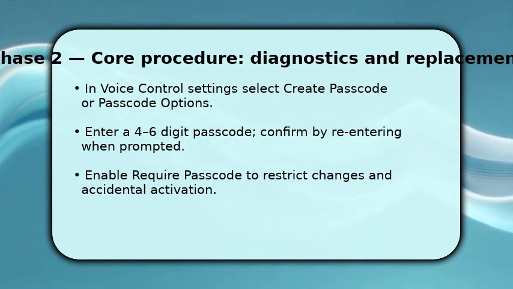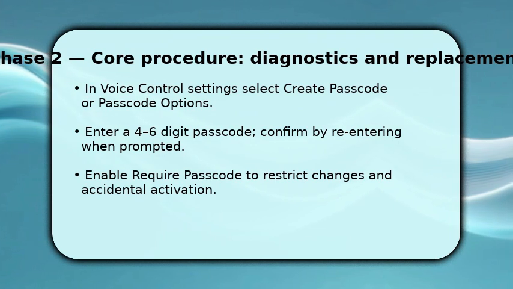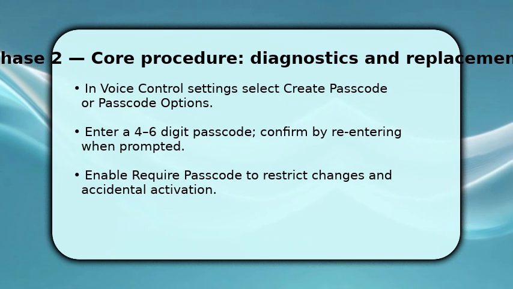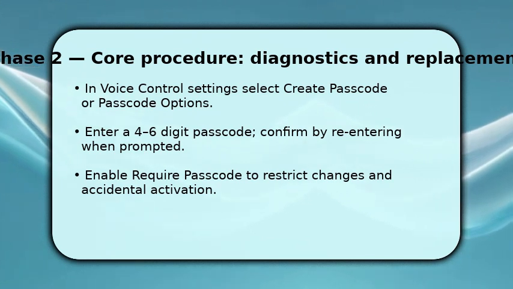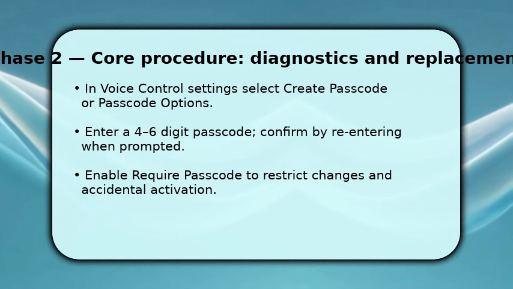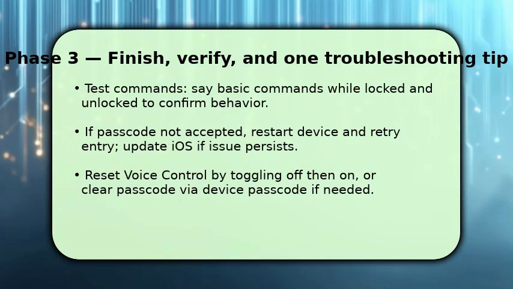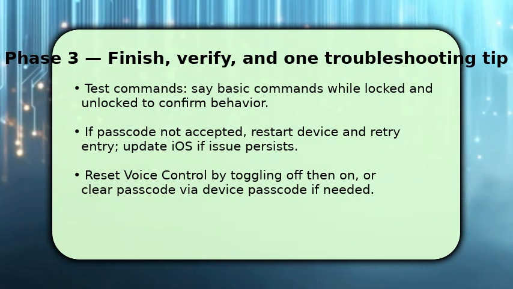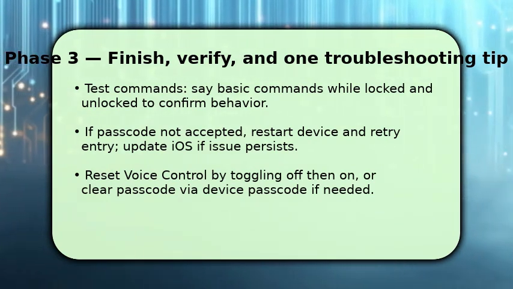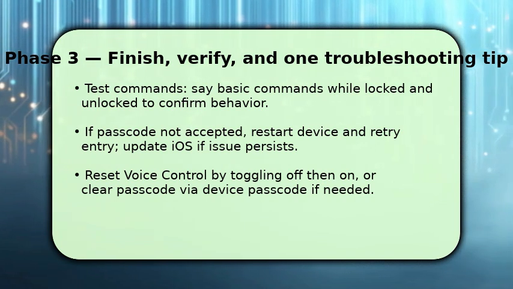Once done, enable the Require Passcode switch so any future changes to voice control or disabling the feature demand that code. This prevents others from changing voice command access, and it separates voice control protection from Face ID or Touch ID behavior. Finish by testing. Say a few commands with the screen locked and then unlock to confirm the passcode requirement is enforced.